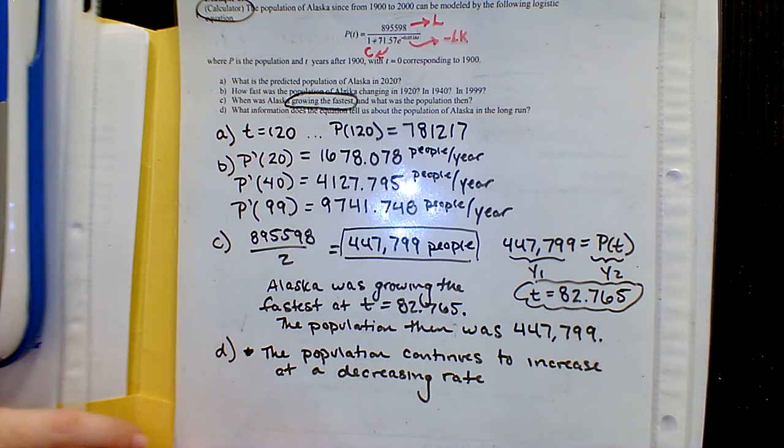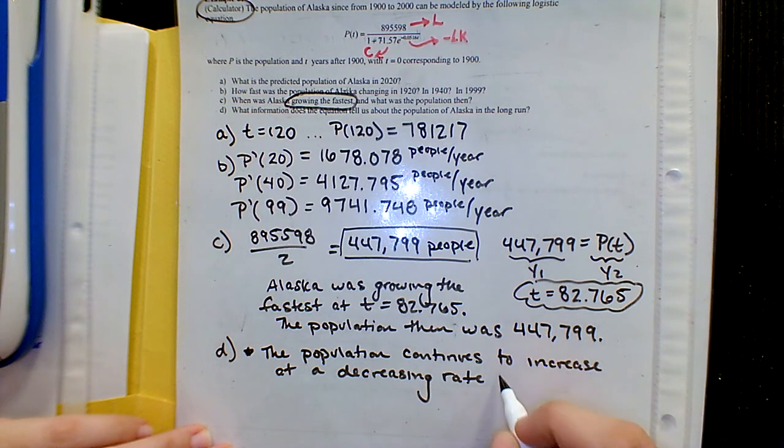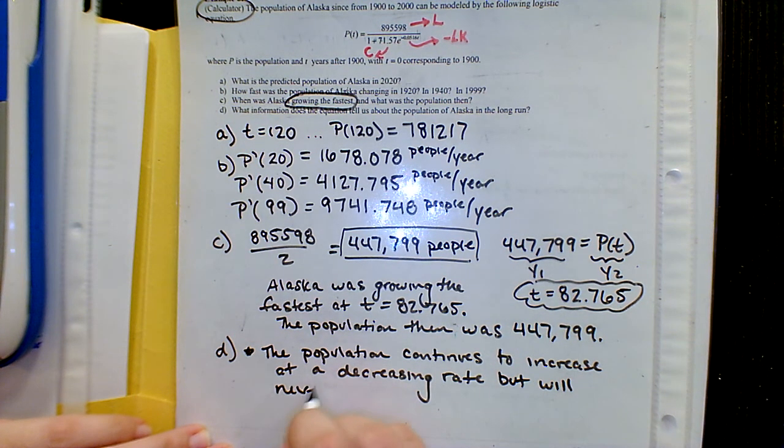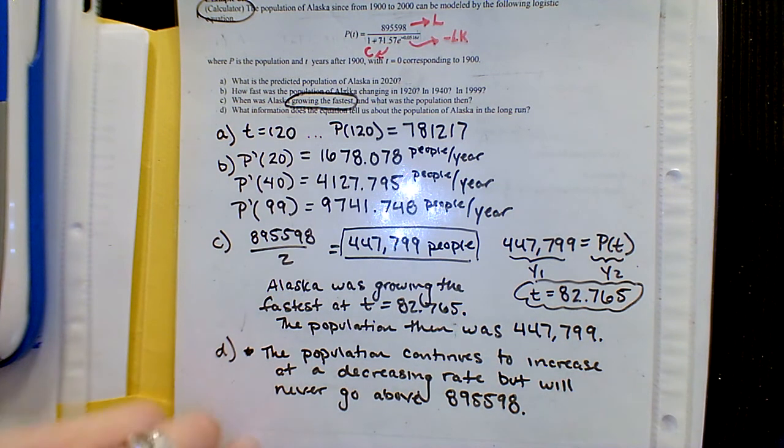Is it going to continue to increase forever, though? What do you think, Cameron? It'll never get bigger than the 895,000. There you go. But will never go above that carrying capacity. So that's like your max amount of people.